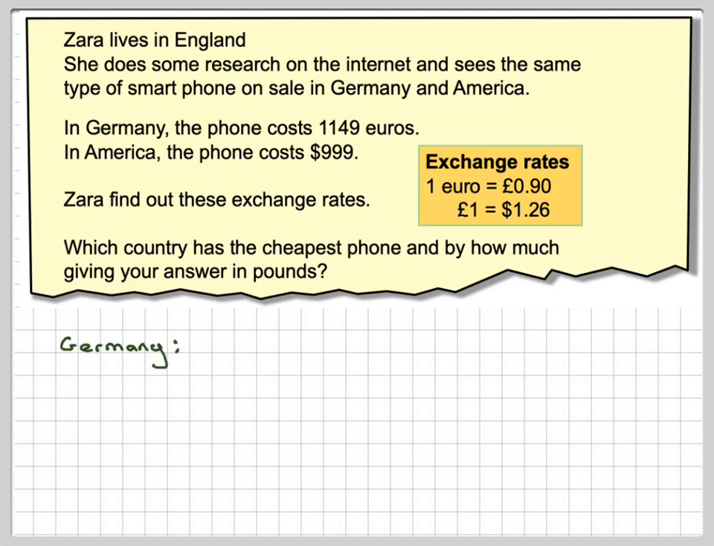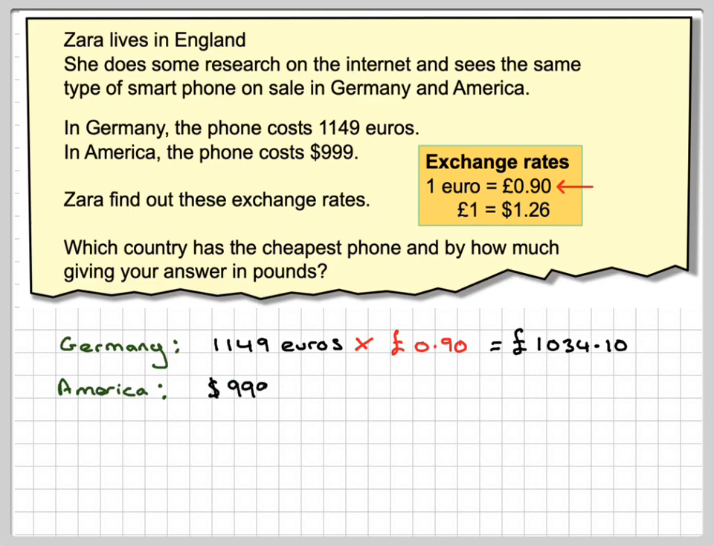So, taking each country separately, we know that it costs €1,149, and we know each euro is 0.9 of a pound, so we need to do the calculation using this exchange rate here. We need to take this and multiply it by 0.90, which will give me £1,034.10. In America, we are given the cost in $999, so we use this exchange rate.